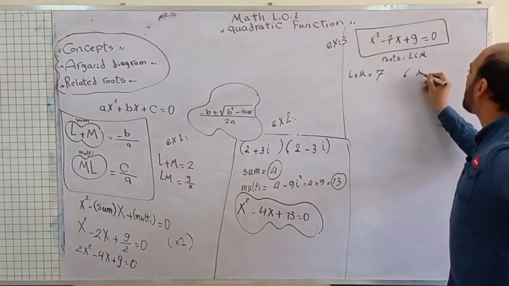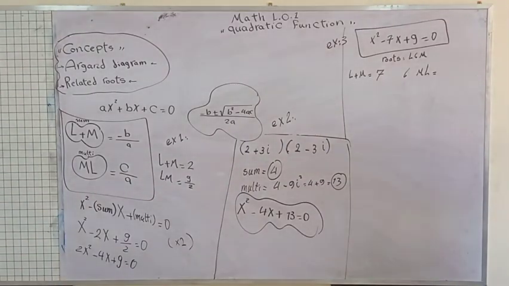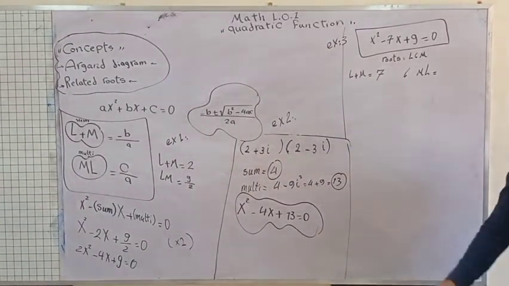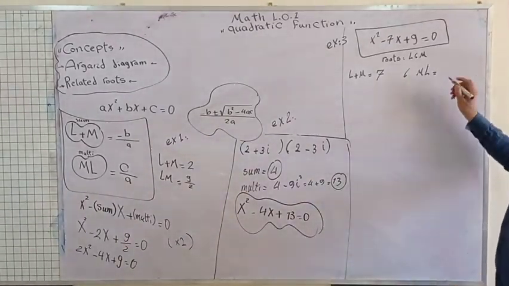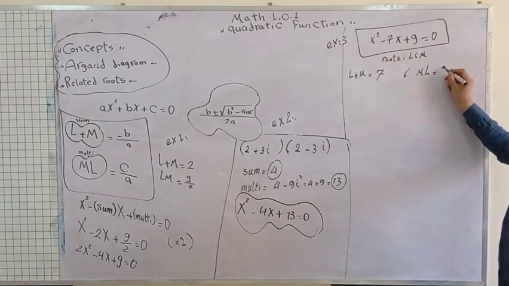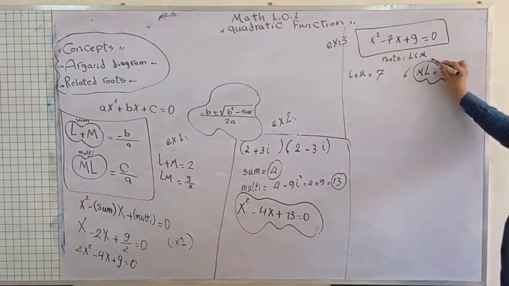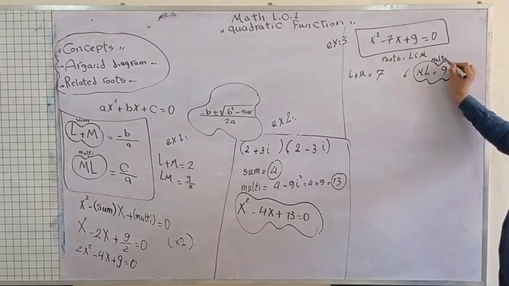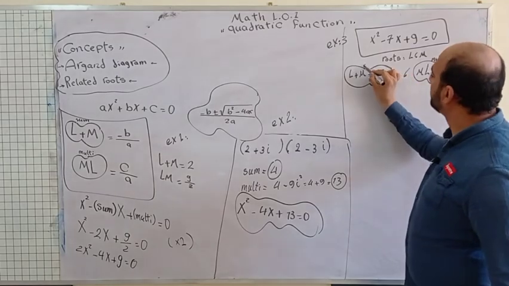The multiplication of the two roots, LM, equals c over a. And c in this example equals 9, over a which is 1, equals 9. Then we get the multiplication, and we get the sum.